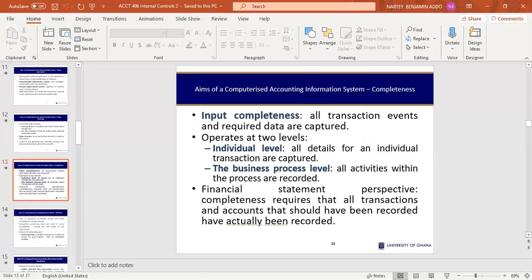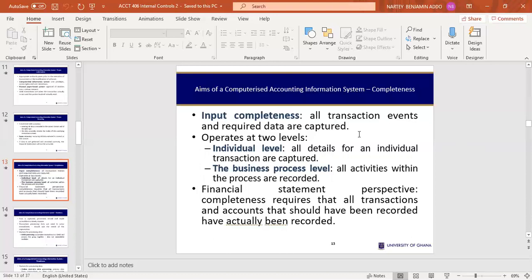Okay. Now, input completeness. All transaction events and required data are captured. If some data is not captured, then you need to check, and we have some controls that must check all this. It operates at two levels. We have the individual level, where all details for an individual transaction are captured. And then the business process model, where all activities within the process are recorded. From the financial statement perspective, completeness requires that all transactions and accounts that should have been recorded have actually been recorded. All this is what we are calling completeness.